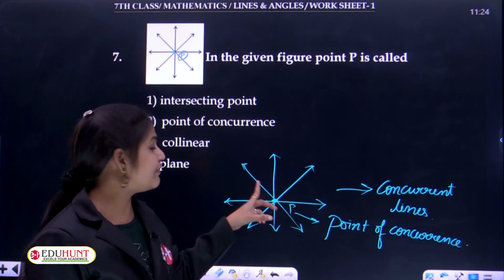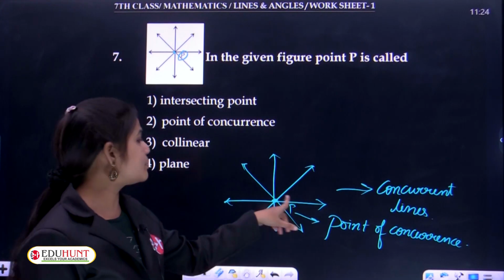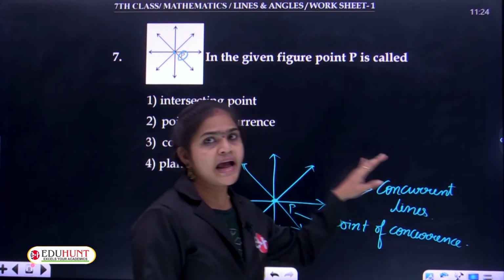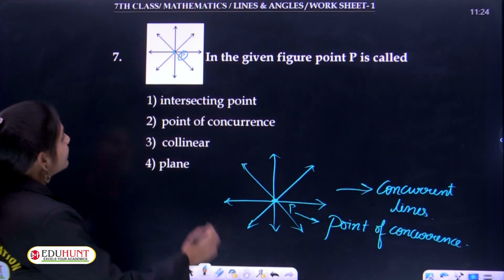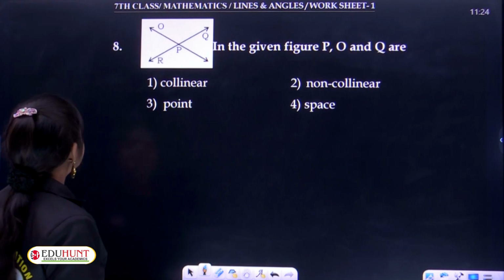When they give two lines, it is an intersecting point. But here more than two lines are given. That's why this point is called the point of concurrence, and these lines are called concurrent lines. Point of concurrence. Okay.